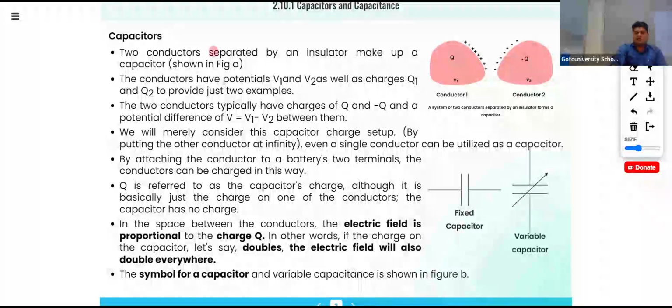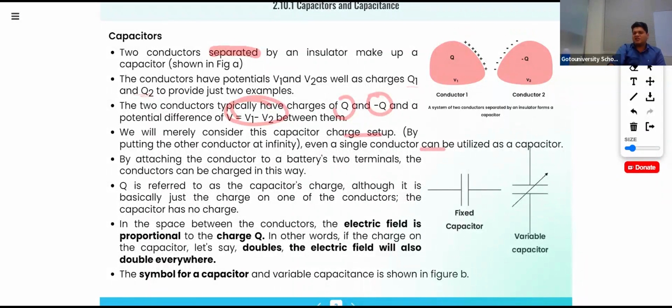Two conductors which are separated by an insulator make up a capacitor. The conductors have potentials V1 and V2 as well as charges Q1 and Q2. To provide just two examples, the two conductors typically have charges of plus Q and minus Q and a potential difference of V equal to V1 minus V2 between them. We will merely consider this capacitor charge setup.